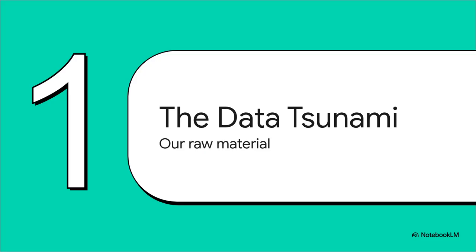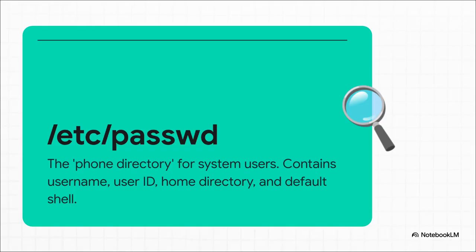To learn how to tame this data tsunami, we need something to work with. Some raw material. And for our example, we're going to use a file that's on pretty much every Linux system out there, the user directory file. It's the perfect candidate. The best way to think about this /etc/passwd file is to just imagine it's the phone directory for your whole system. It's got a line for every single user, and on that line, you'll find their username, a unique user ID, their home directory, and this is really important for what we're doing today, the default shell they get when they log in.